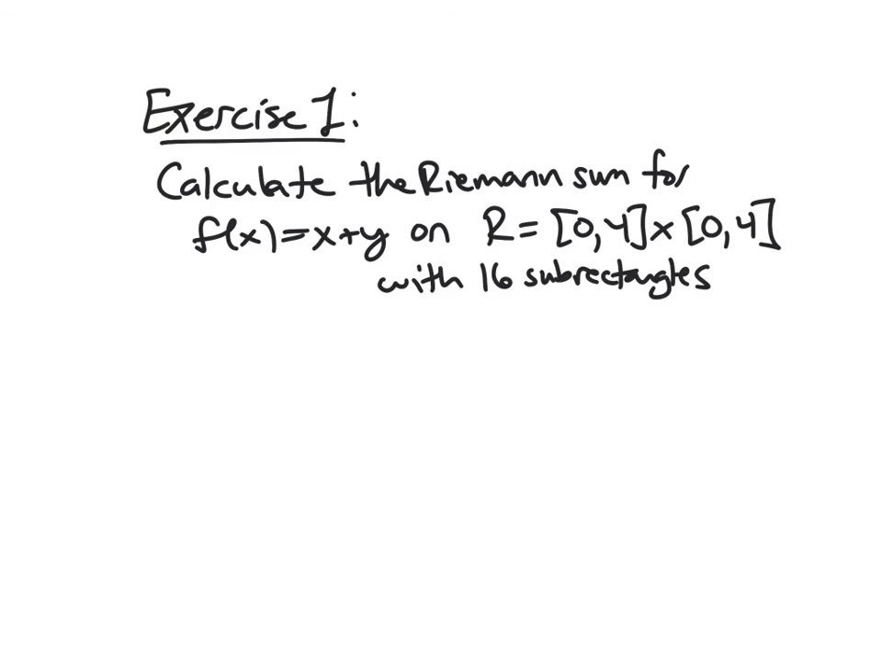Okay, and so for your only exercise here, I want you to calculate the Riemann sum for x plus y instead of x squared plus y squared on a little bigger rectangle, so the one from 0 to 4 in each coordinate, with 16 subrectangles, and I want you to do, we'll say, the top left corner of each rectangle for your test point. Okay?